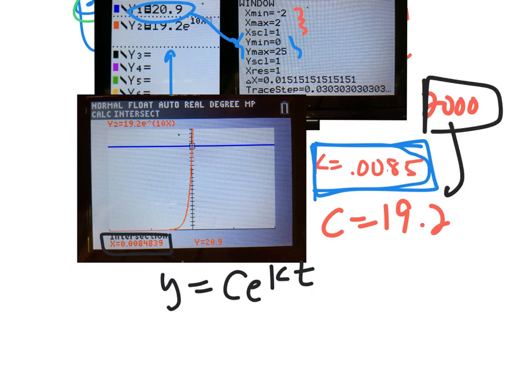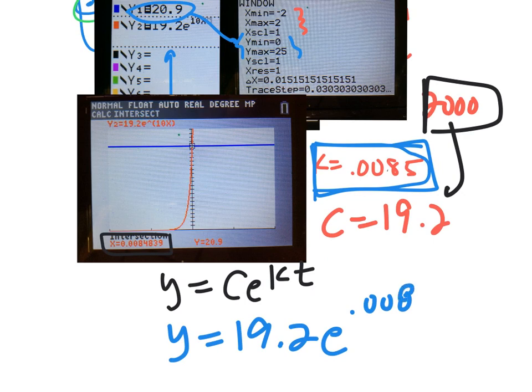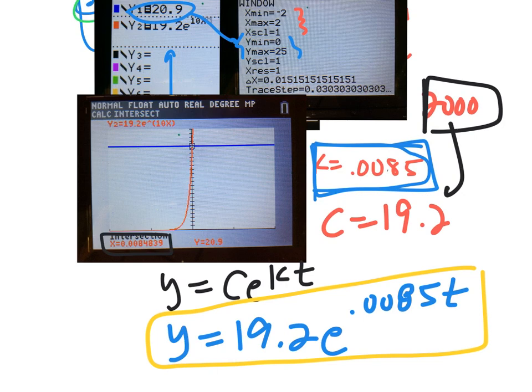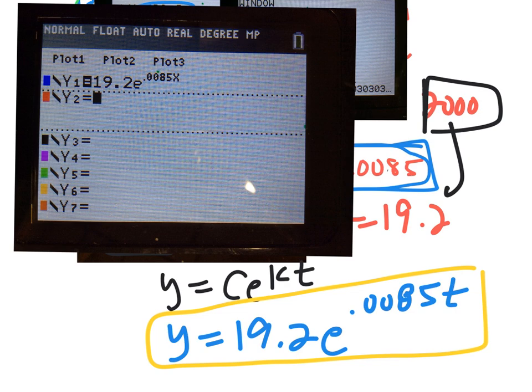So for this question, the equation that models Australia's population is y equals c, which is 19.2, times e raised to the k times t, so in this case 0.0085t power. And now I'm going to enter that into y1 in my calculator. So I cleared out my old y1 and y2 and I typed this equation into y1, and now I'm going to use my calculator to go about answering these questions.